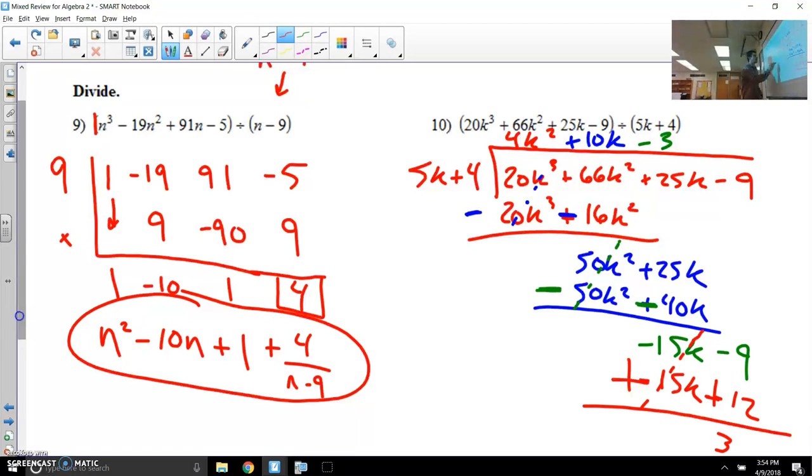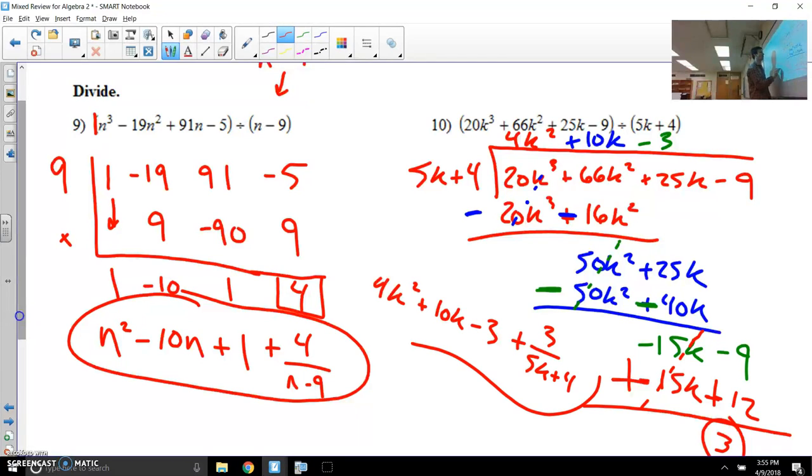So your final answer is 4k squared plus 10k minus 3. And then the 3 that you got at the end is going back over what you divided by, 5k plus 4. So there's your long division.